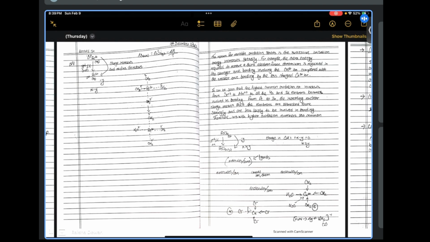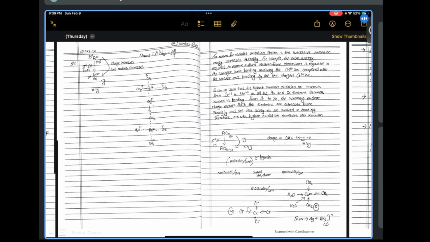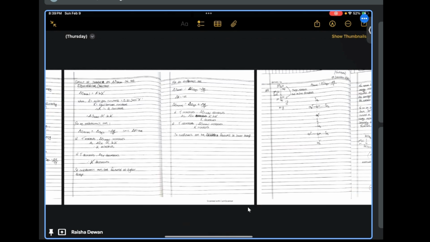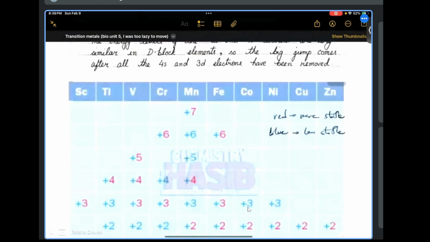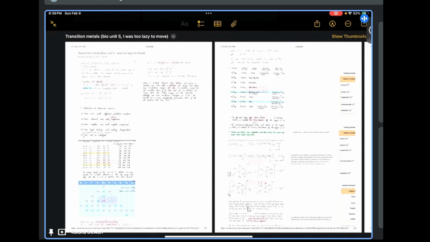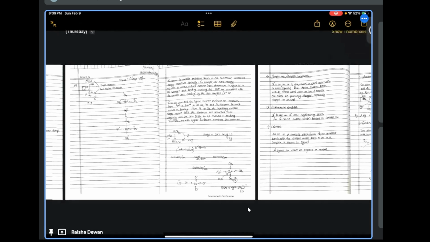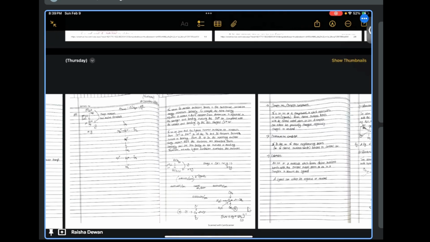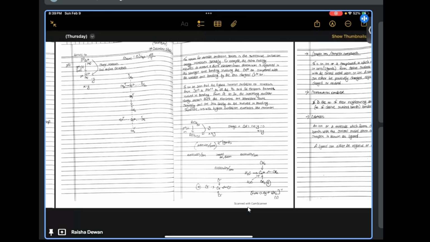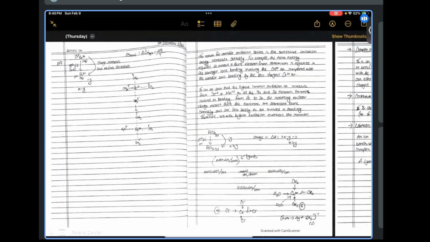Okay, so basically what we have seen in the previous part is that they have variable oxidation states, right? We have seen before that they have variable oxidation states. So what is the reason behind having variable oxidation states? Now we will learn them together. So please go through this. Come on, quick.